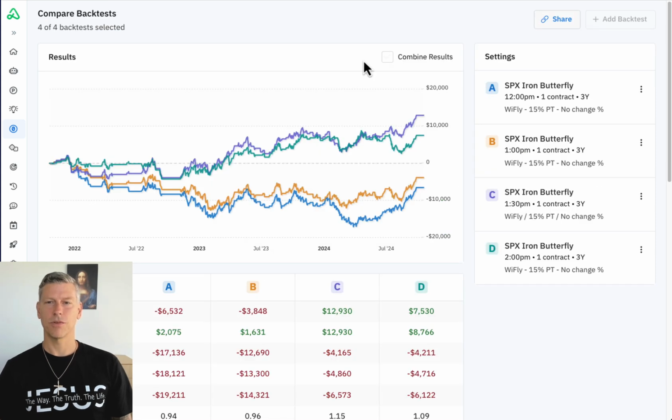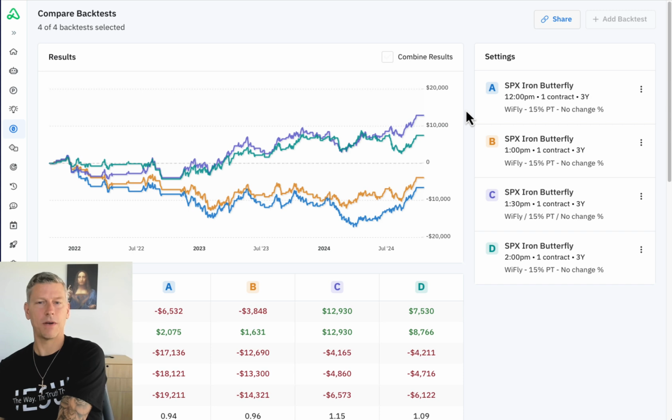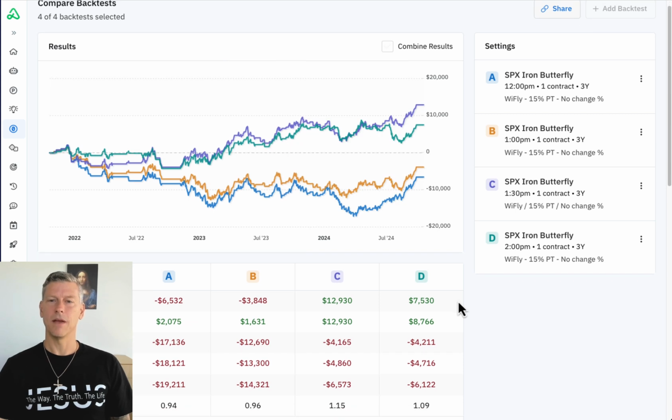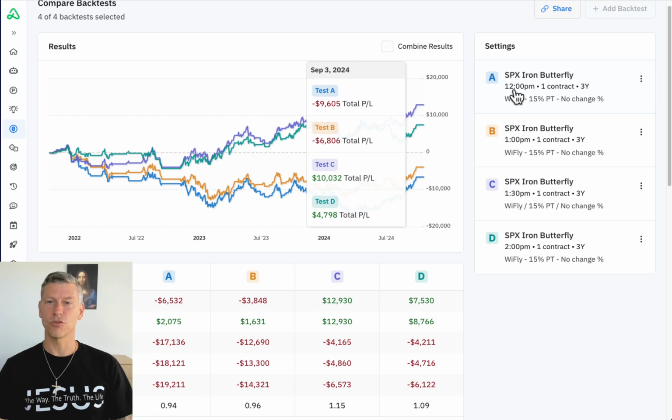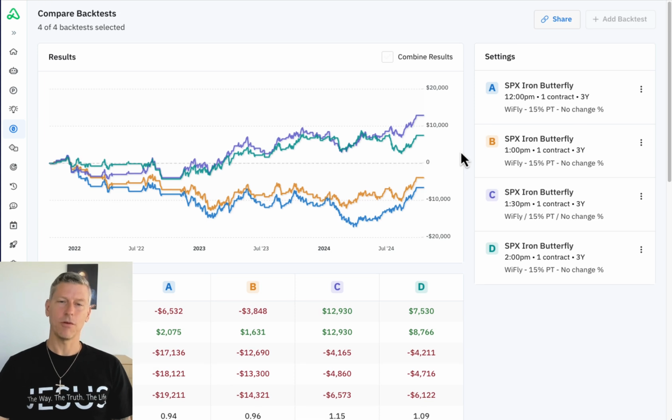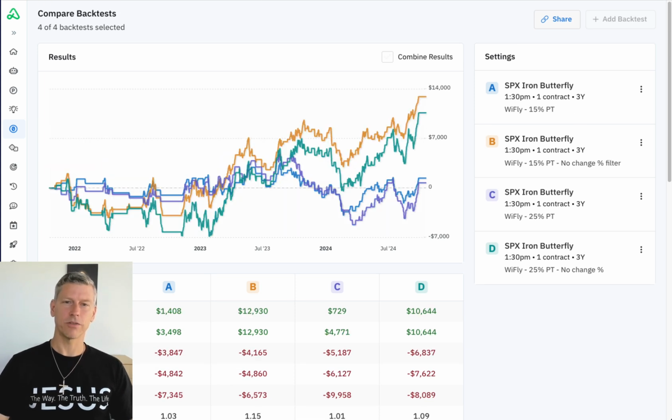So the first thing I did was I started testing all the different times of day that I could be opening this iron butterfly. Currently it starts looking at noon. And what I wanted to see: would it be better if it opened at 1? Would it be better if it opened at 1:30? Would it be better if it opened at 2 p.m.? And I tried a whole bunch of different times. As you can see here with the summary, what I found was 1:30 was actually the best performing time of all of them. And the time that I'm currently using, 12 p.m., was the worst performing time of all of them. So that was the first test, and then I jumped into another test.